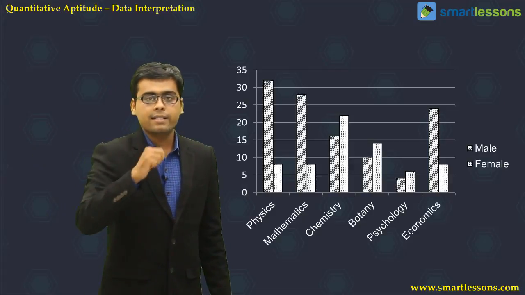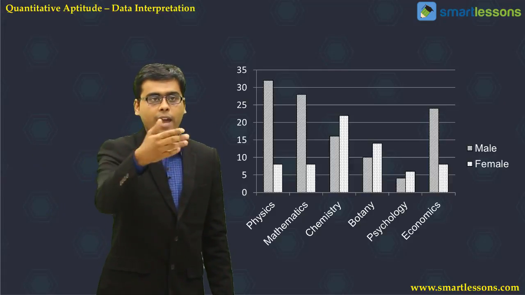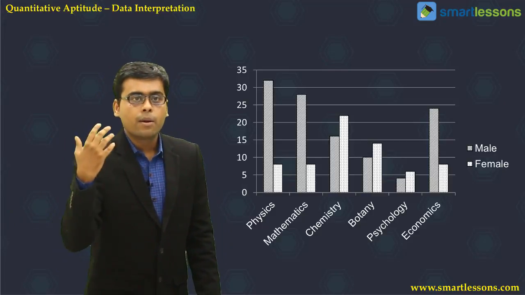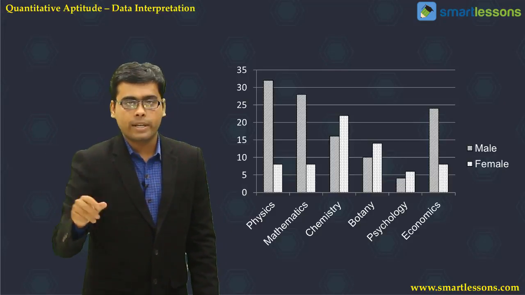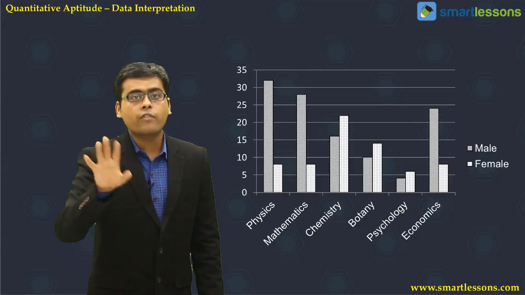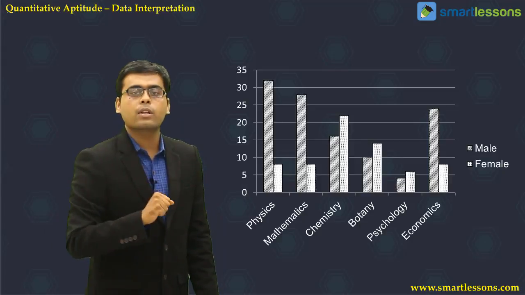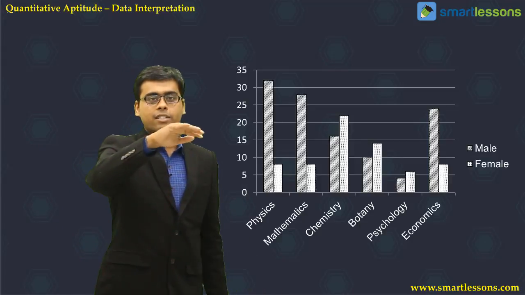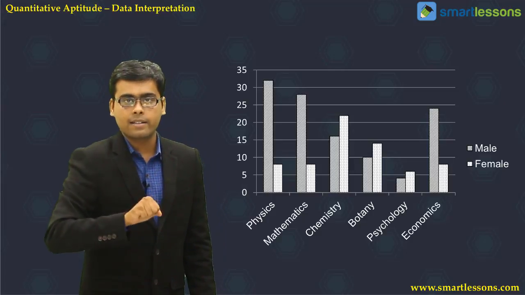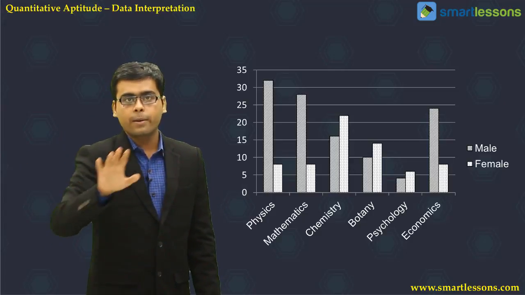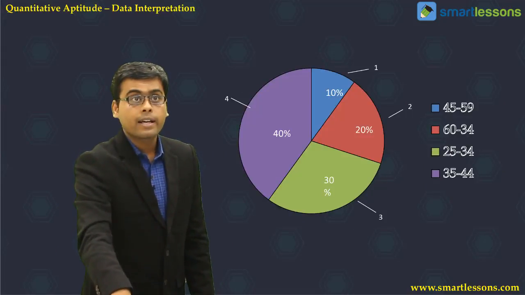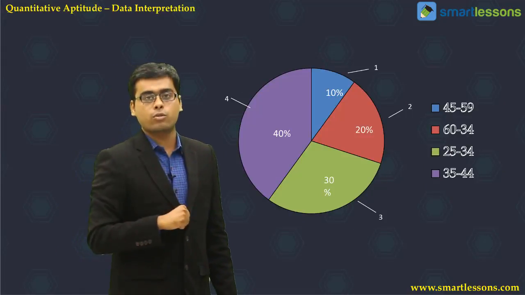Along the horizontal axis we have different subjects like physics, mathematics, chemistry, botany, psychology, economics. And along the vertical axis we have the number of faculties in a particular subject. The striped bars represent male faculty and the dotted bars represent female faculties. So that is the bar chart they have given. Along with that, one pie chart is also there.